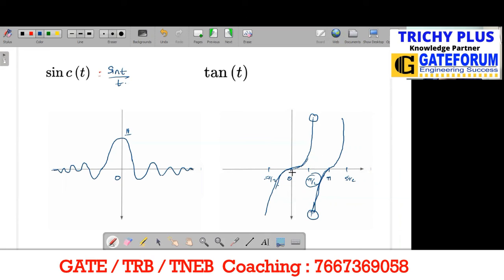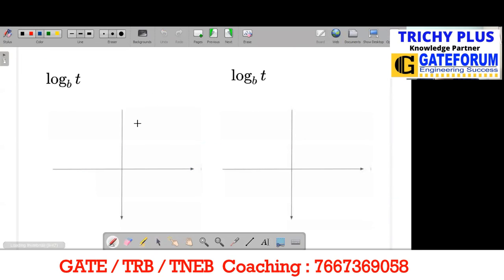At t equal to 0, it is going to be 0. At t equal to minus pi by 2, it is going to be like this. At t equal to pi, it is going to be 0. So whenever there is pi by 2 or 3 pi by 2, you can say it's undefined. Okay. Coming to here.